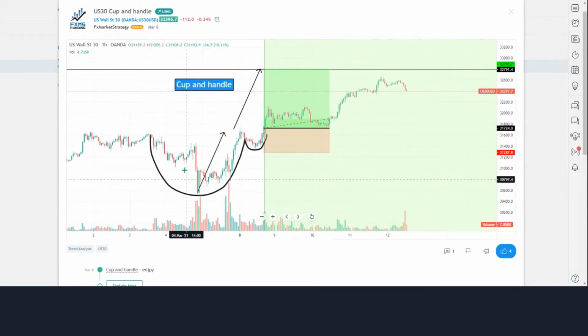That was not bad, right? Cup and handle, very, very clear. You measure the distance from the apex here to the surface of the cup and handle, and you project this to the top. You came and you got the target. Perfect.